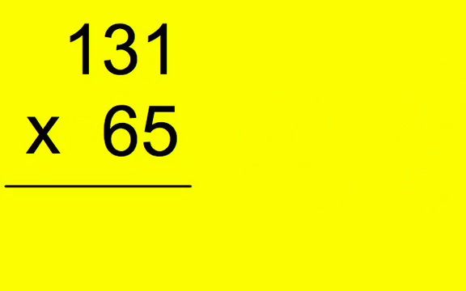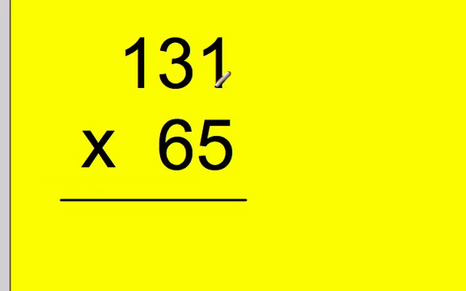Let's try one more example here. This one's got a 3-digit number, but it's the same as the last problem we did. It's just one extra digit. So we'd multiply one at a time. 5 times 3 would be 15.